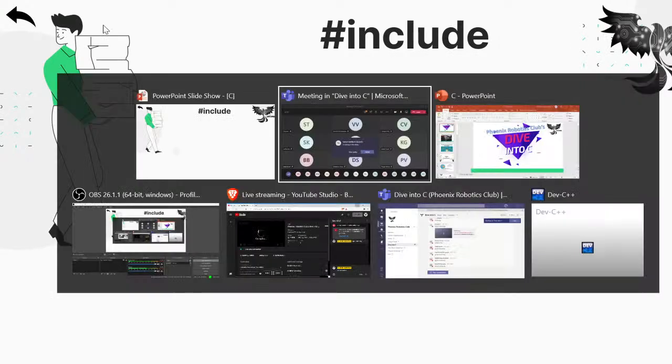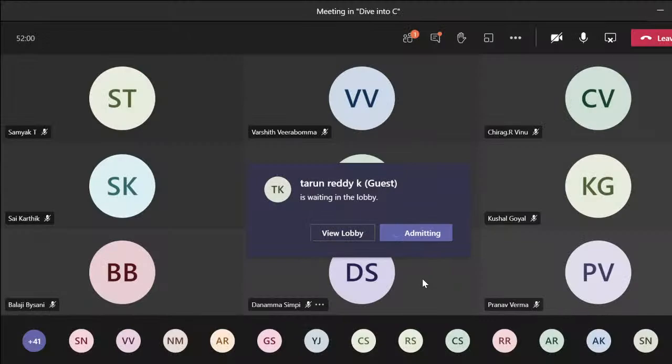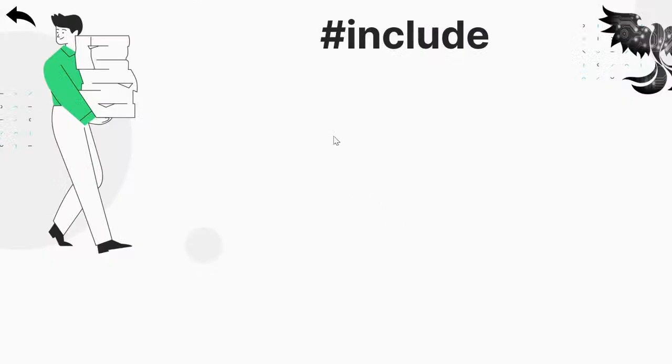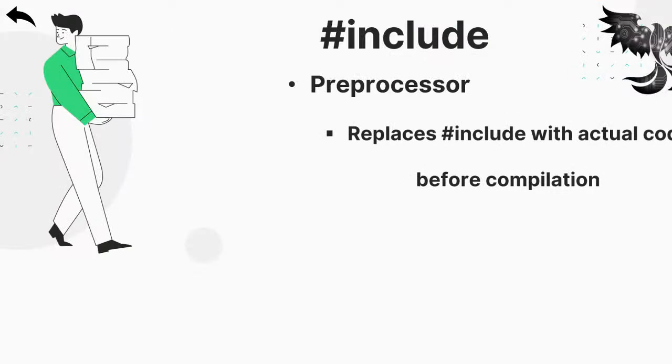Hash include is a preprocessor, as I said. If I click on the compile button, I want to translate the code. It replaces the whole code you are typing before compilation. A compiler translates the whole language into machine language, which can be understood by the machine, the computer.